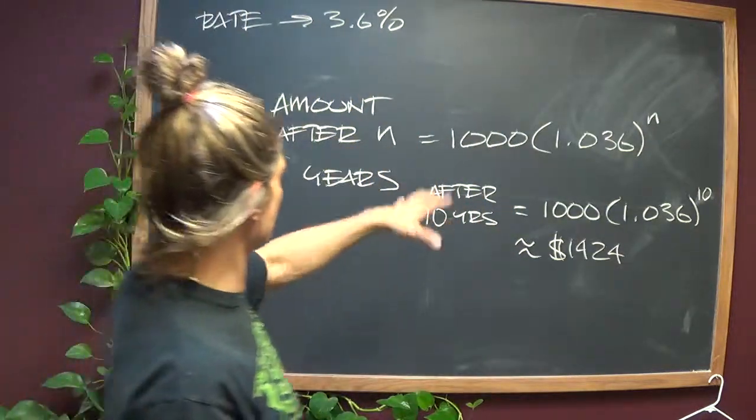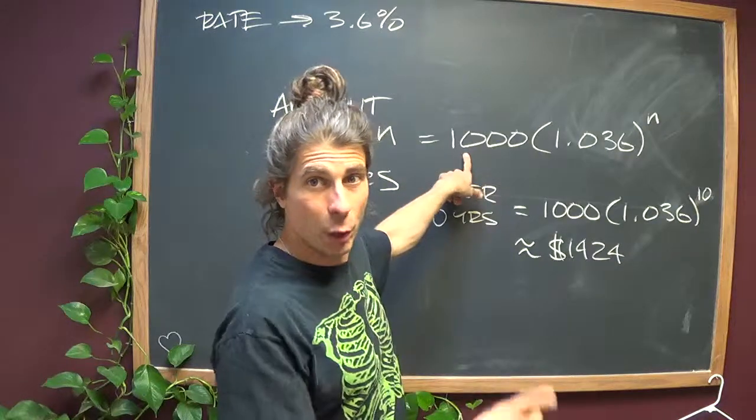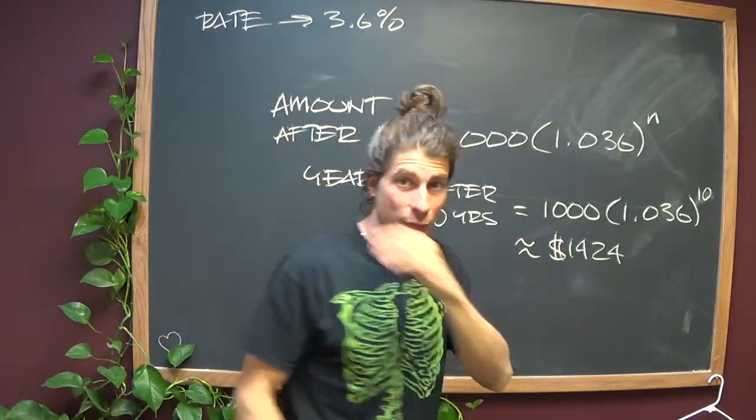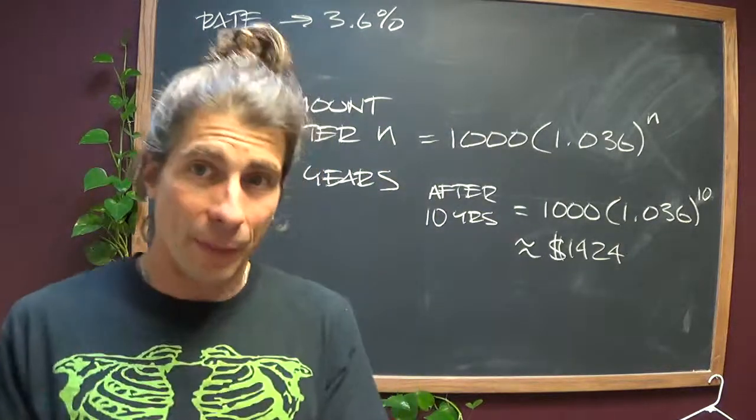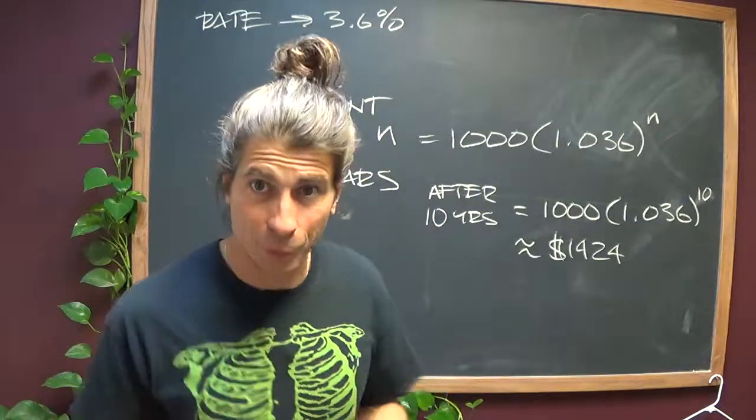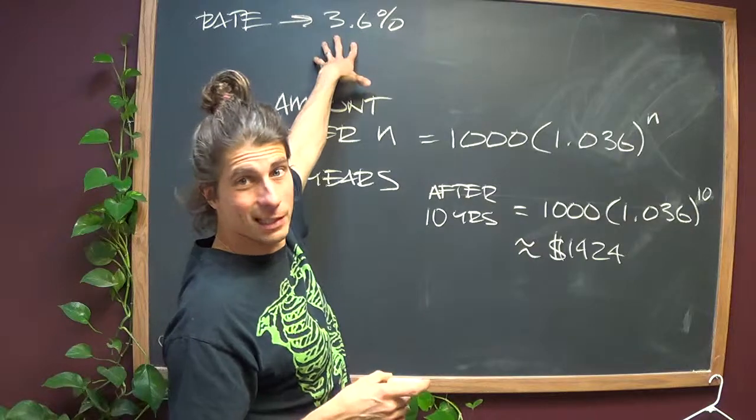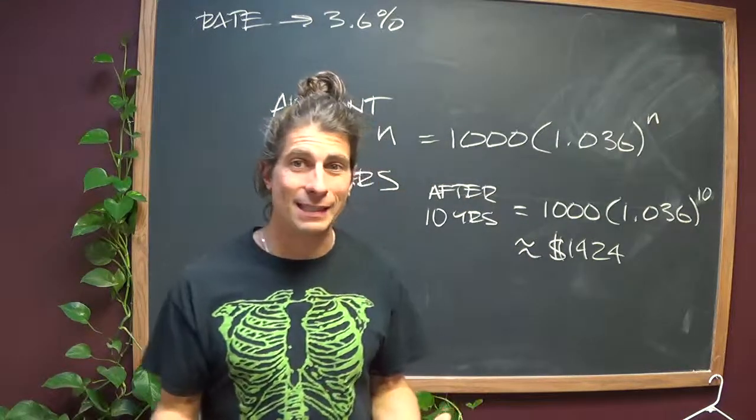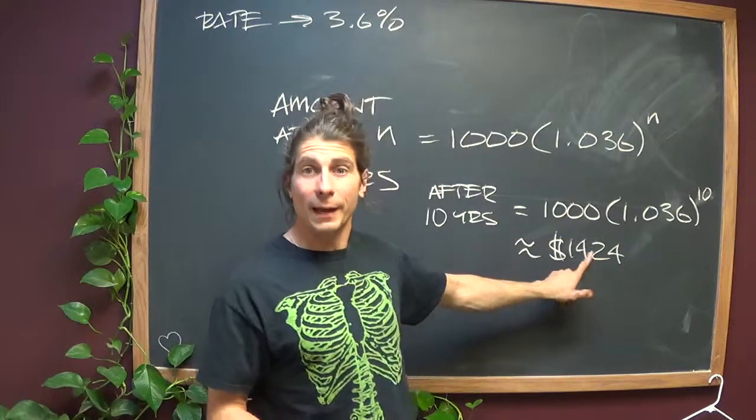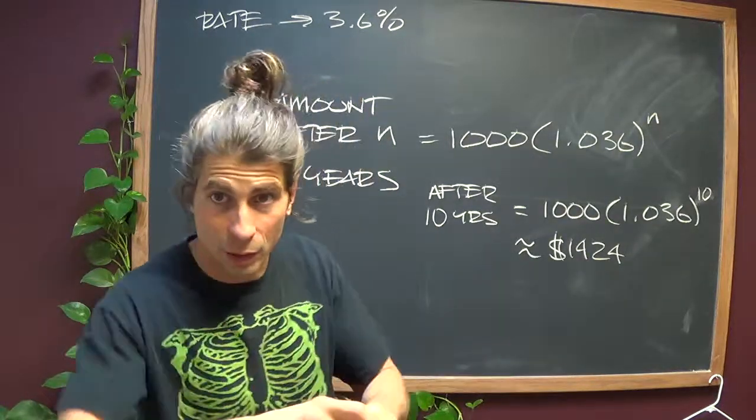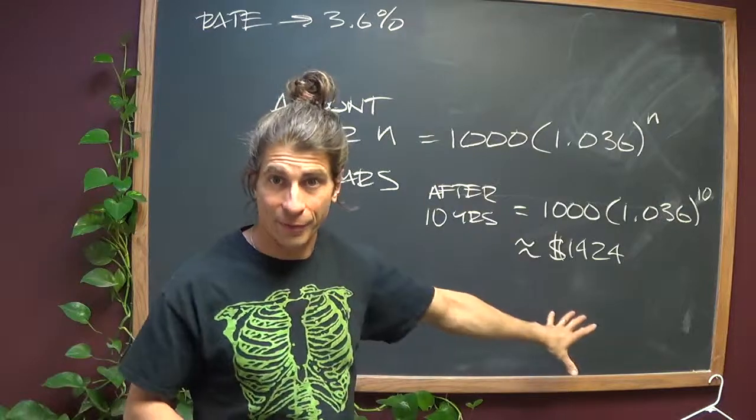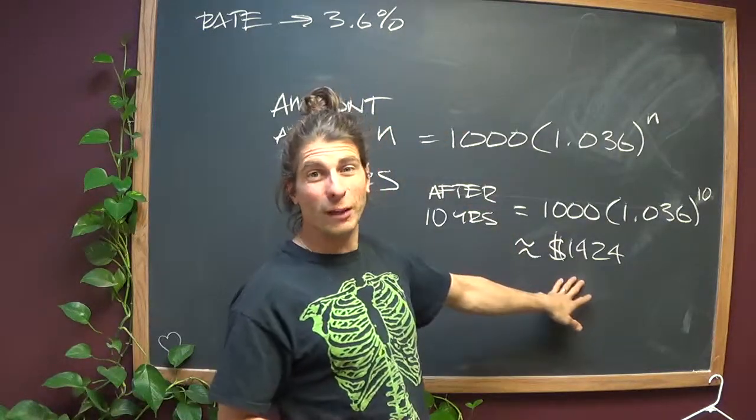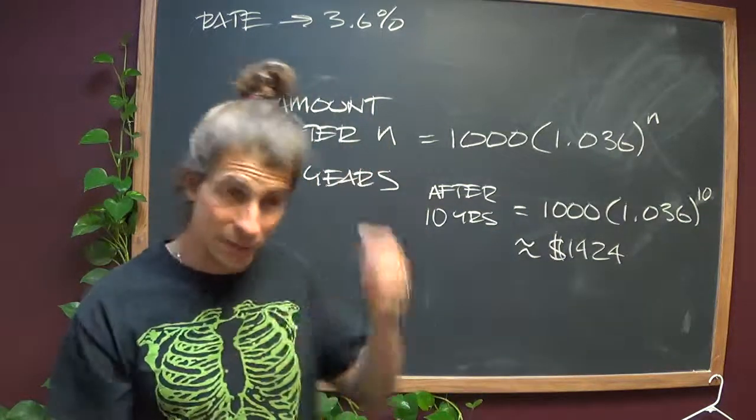Your initial investment was 1,000, and over the course of 10 years you picked up an additional 424. So you can think about that. It can't be linear, because if it were linear, 3.6% of 1,000 is 36, and 36 times 10 is 360. But you've got a lot more than that in your account. And of course, the more you put in at the beginning, the more you're going to have. If you put in 10,000, you'd have 4,240 more at the end of 10 years.